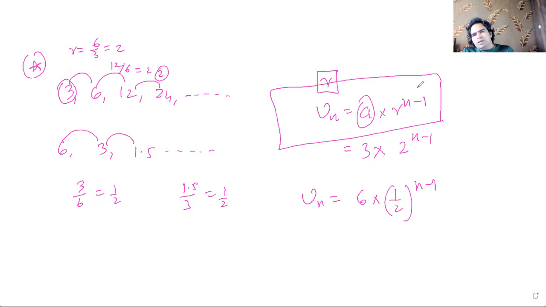Anyway, you can remember: a stands for the first term, r stands for the ratio, and n stands for the position of the term. So this is how you basically interpret the geometric sequence.